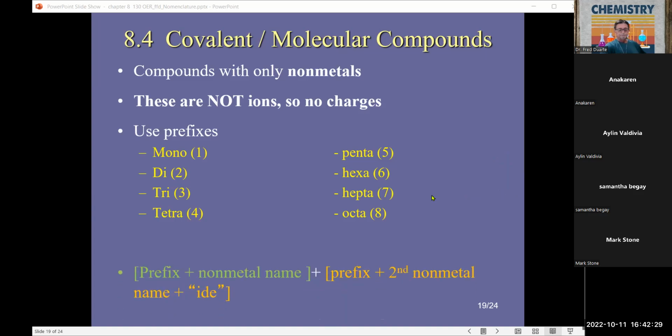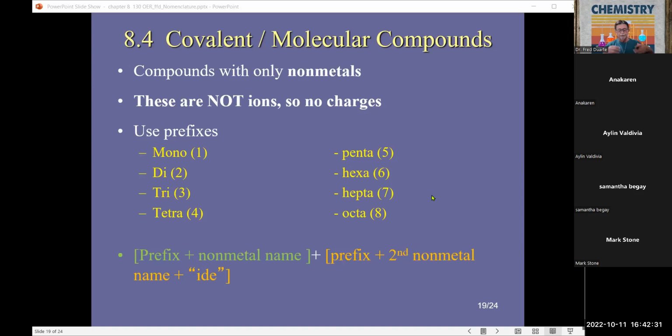Okay, now the manner in which we name them is as follows. Written in green is a prefix which may or may not be there. Okay, plus the non-metal name. Okay, followed by a prefix for the second.